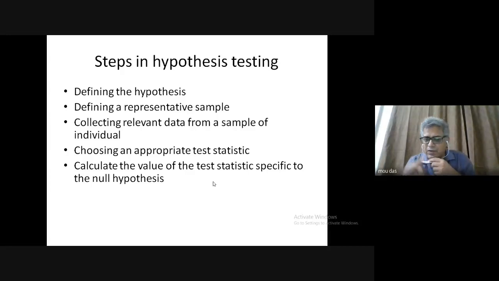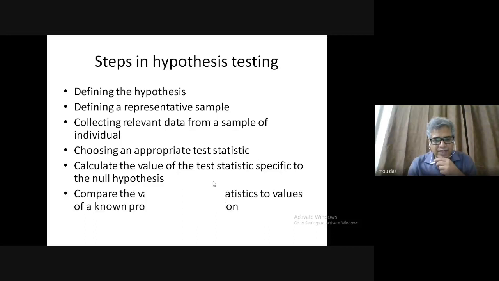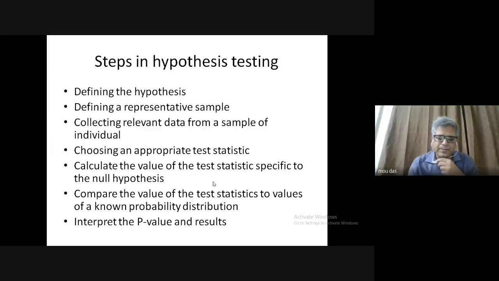And then you calculate the value of the test that is specific to the hypothesis. Depending on the value, you calculate the probability of the mean or the sample attribute as compared to the population attribute, and you get the p-value, and you reject or accept the hypothesis.